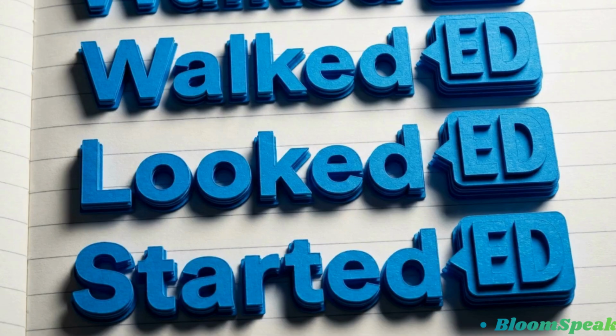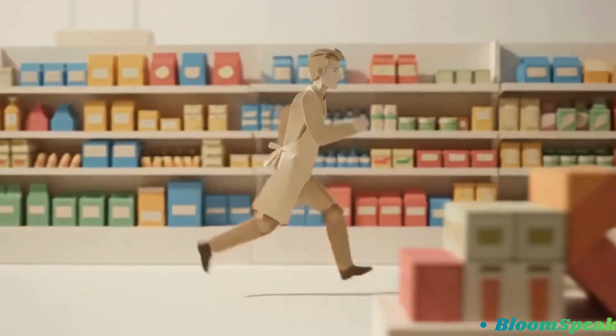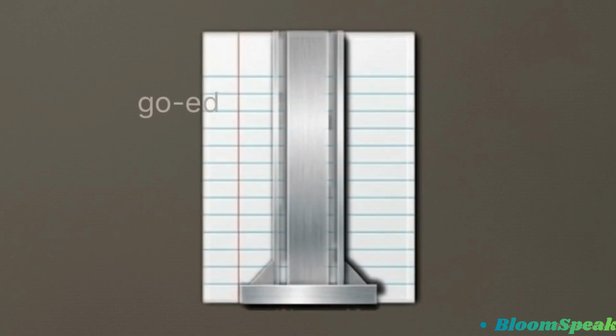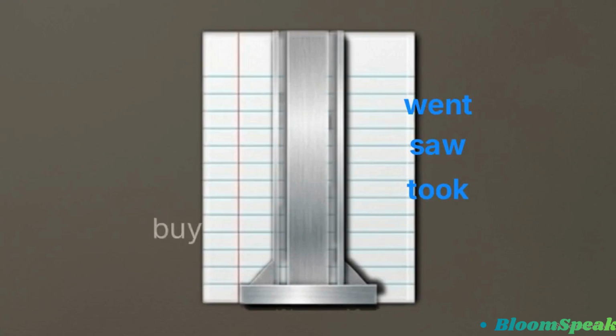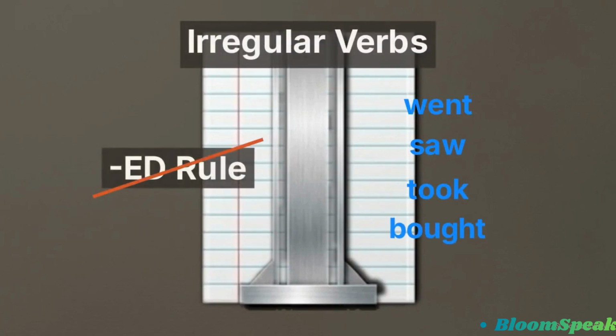Regular verbs provide the basic structure for your story, but the most important parts often involve actions that completely ignore these patterns. Realizing he was out of chocolate chips, Paul rushed to the grocery store to find exactly what he needed. Pay attention. Paul didn't goed to the store. He went. He saw a bag, he took it, and he bought it. These are irregular verbs. They abandon the ed rule entirely, changing their spelling so much you simply have to memorize their new forms.